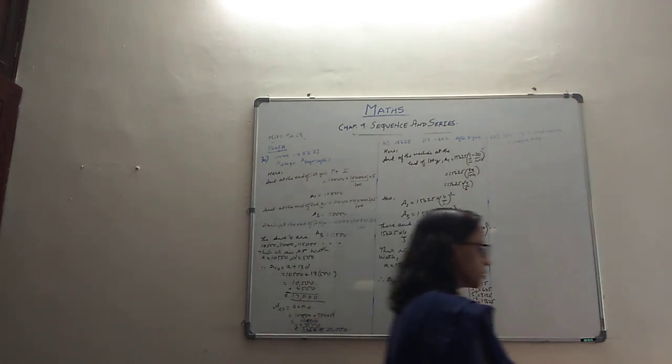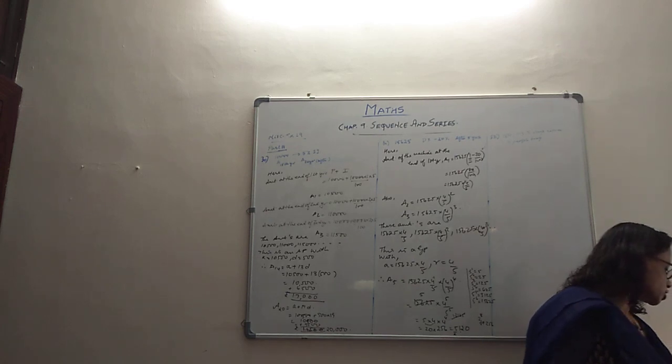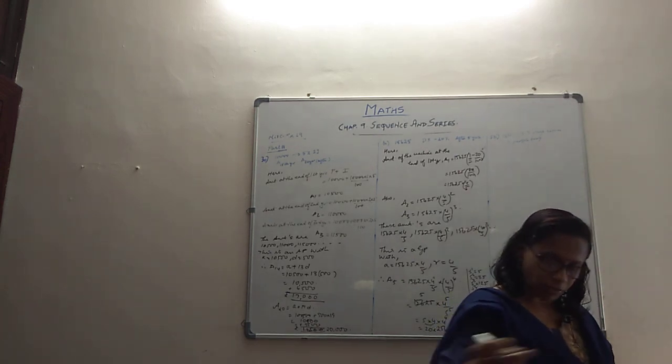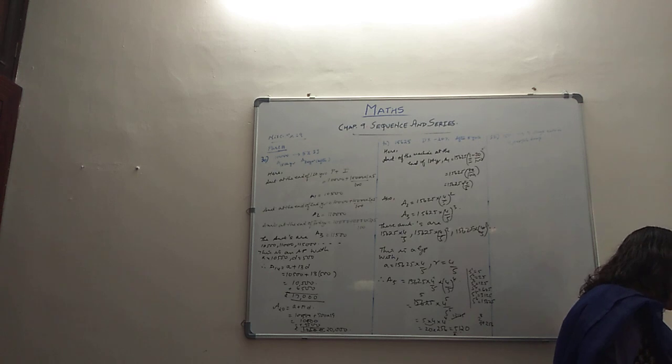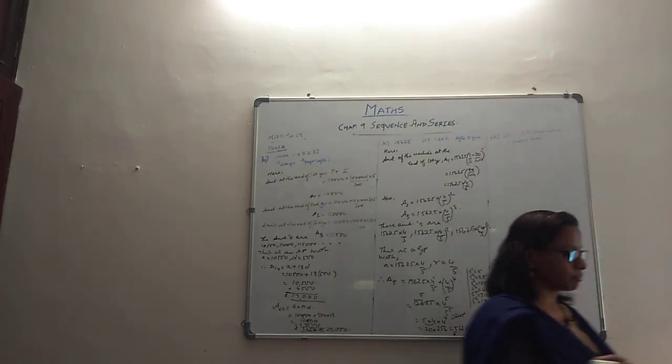Now we go to problem number 32. It says that 150 workers were engaged to finish a job in a certain number of days. 4 workers dropped out on the second day, 4 more on the third day, and so on. It took 8 more days to finish the work. Find the number of days in which the work was completed.